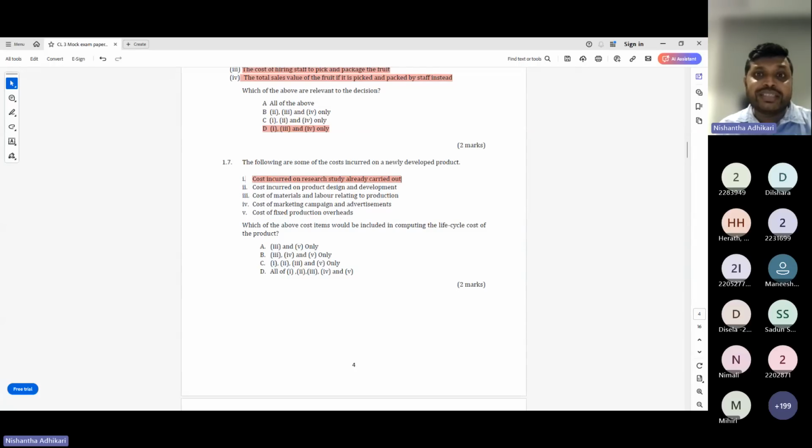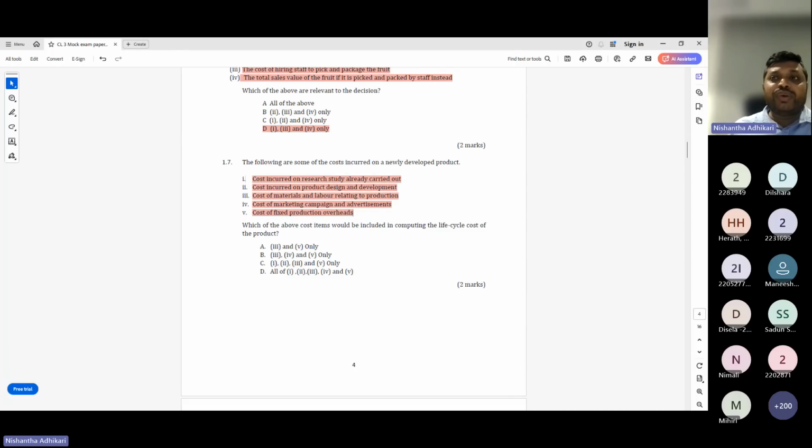Cost incurred on product design and development. Again, it comes under the design and development stage, the first stage of the product life cycle. Cost of materials and labor, this is relevant to the production cycle. Cost of marketing campaign and advertisements, yes, it is relevant. Cost of fixed production overhead, yes, it is relevant. Therefore, all of the above costs are relevant when it comes to the life cycle cost.